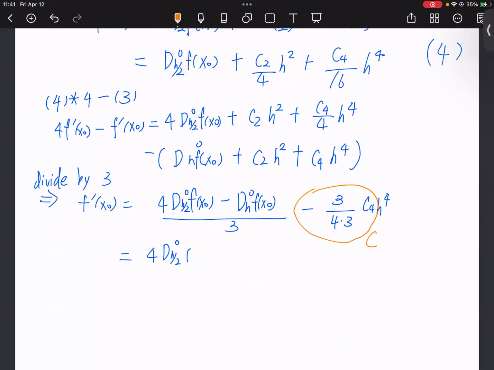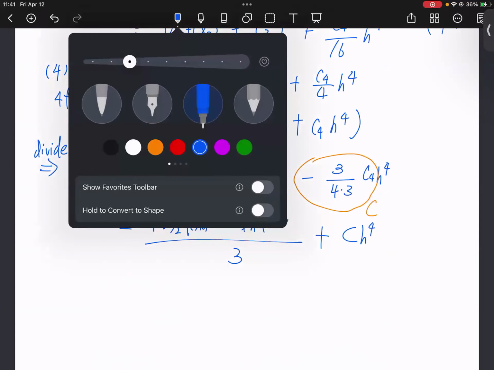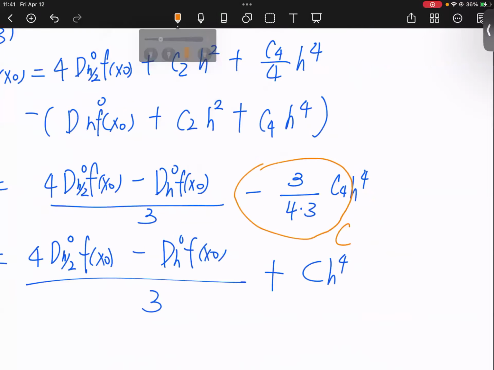And then let's go back to here. So I got the formula and the error term. And the error term, what's the error term? It should be just the constant C and then H4, which means that the dominant error term is of order 4. And this is what we have. This is called the Richardson's extrapolation formula.